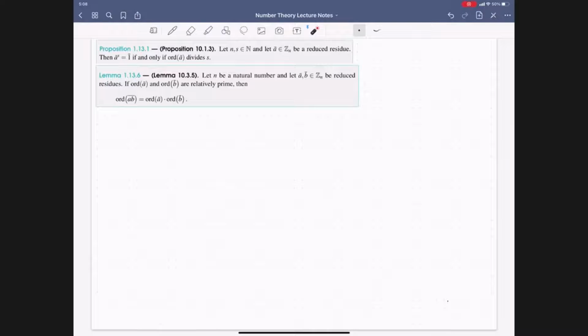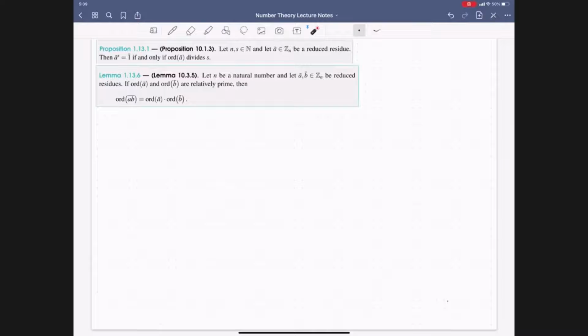So now we are one lemma away from proving the primitive root theorem. So here's what the lemma states. We have a natural number n, and we have that a bar and b bar are in the integers modulo n. And if they are reduced residues, then if the order of a bar and the order of b bar are relatively prime, then the order of ab quantity bar is equal to the order of a bar times the order of b bar.